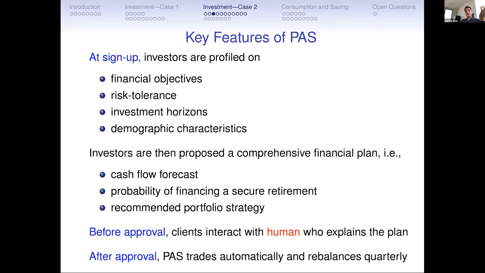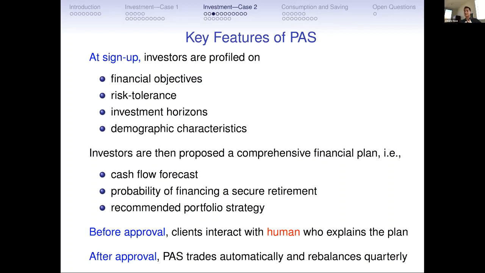If you were to sign up for this robo-advisor, you would be profiled on your characteristics. You would be asked what are your financial objectives, what is your risk tolerance, your investment horizon, your demographic characteristics. And then the algorithm would come up with a comprehensive financial plan for you. In particular, it would generate a cash flow forecast, and come up with a recommended portfolio strategy. At that time, you basically will be cut out of the system. You would need to wait to talk to a human.